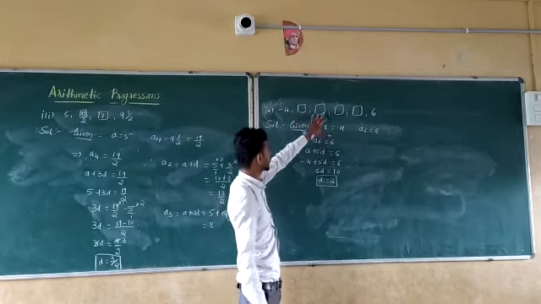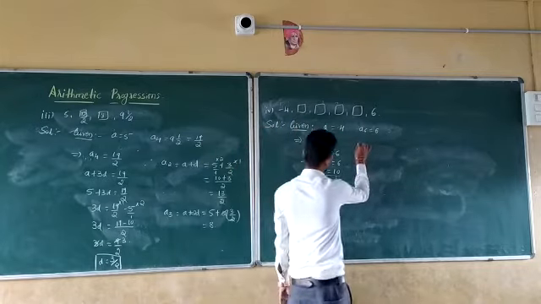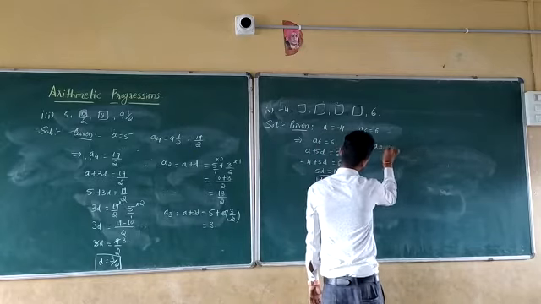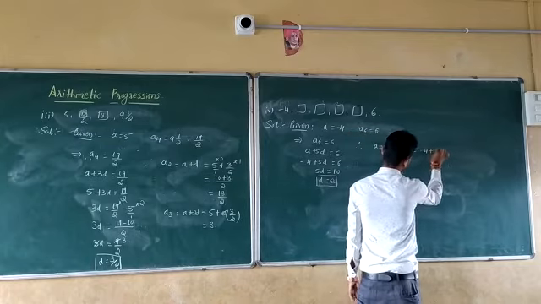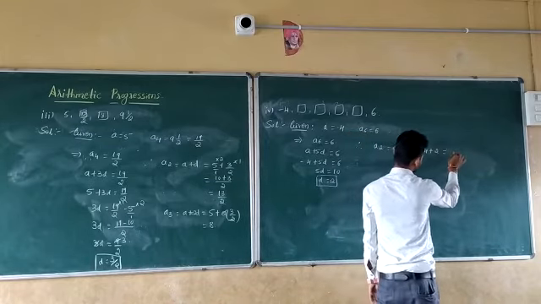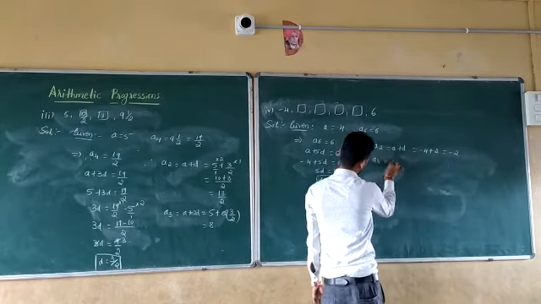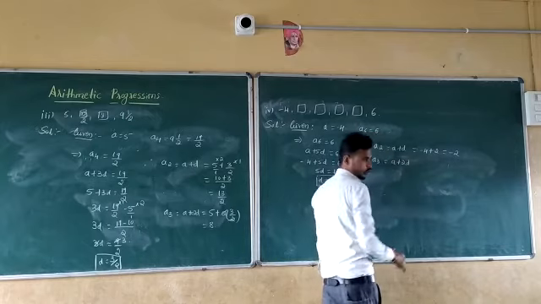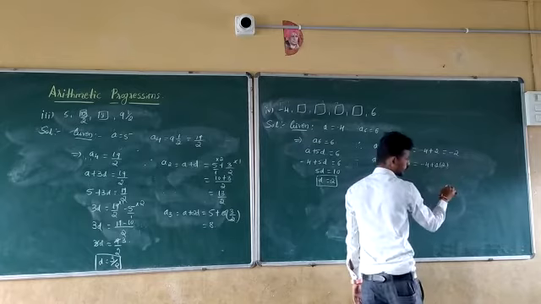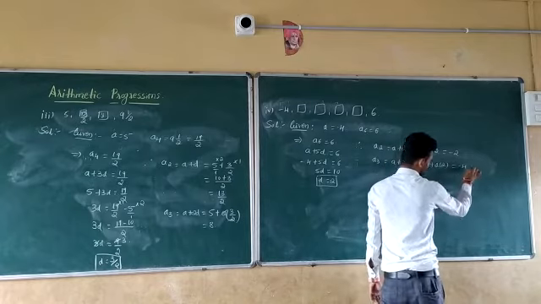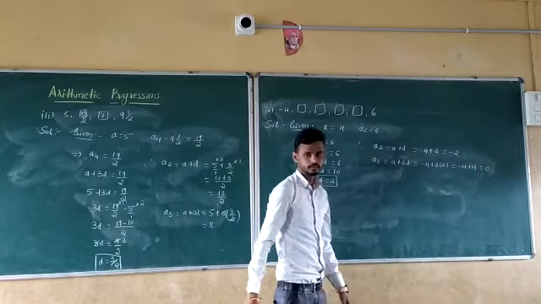Now find the second, third, fourth, and fifth terms. Therefore, a2 is equal to what you can write? A plus d, which is minus 4 plus 2. We get minus 2. Next, a3: A plus 2d, which is minus 4 plus 2 into 2, which is minus 4 plus 4, 0.